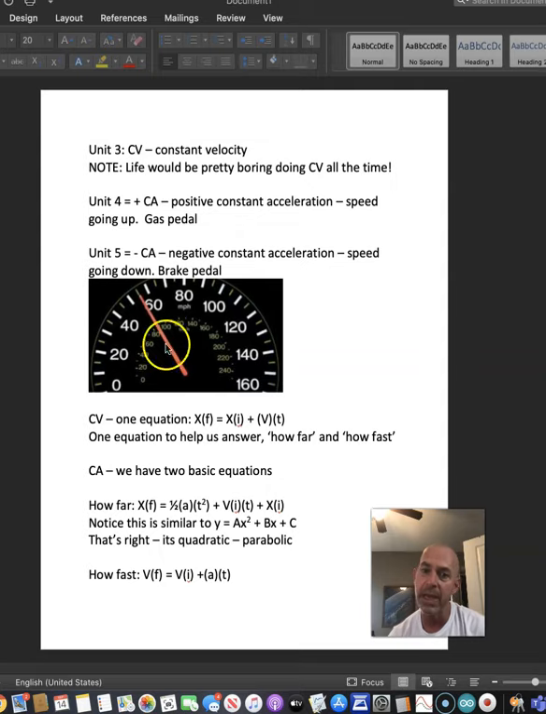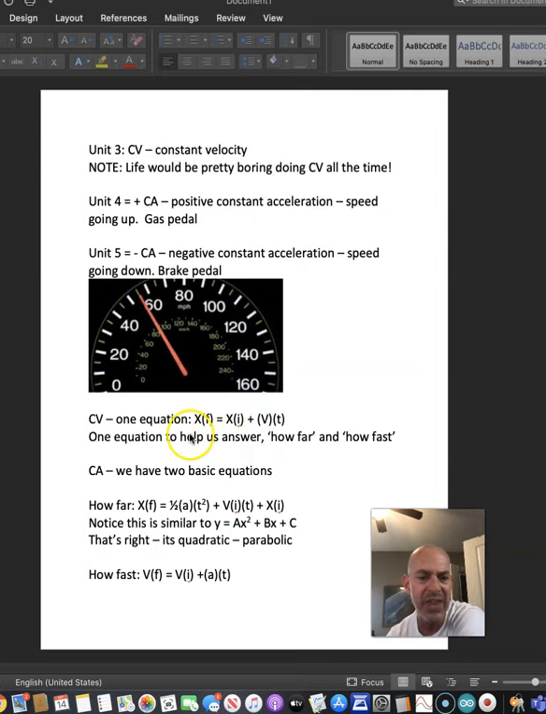Now, with CV, kids, remember, now hold on, take a time out. The two questions that we want to often answer in physics. What are those two questions? How fast and how far? So how fast is something traveling? How far did it travel? So we like to answer those two questions.